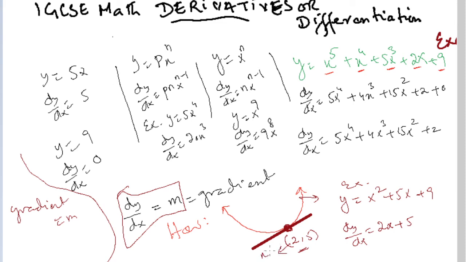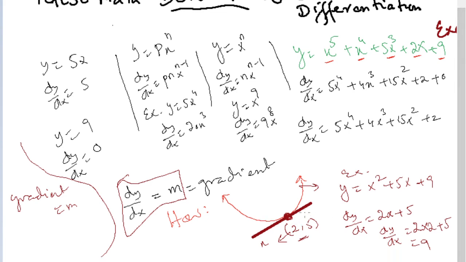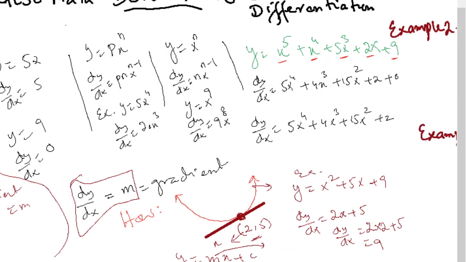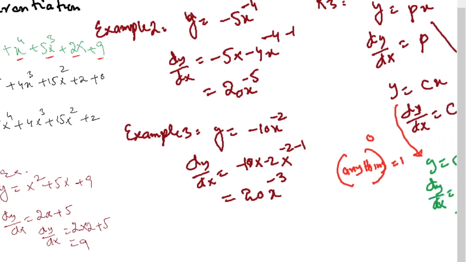So to get the gradient, the value of x is 2. So put the value of x in this function. dy/dx is 2 into 2 plus 5. The result becomes 9. You know the equation of a tangent line is y equals mx plus c, so m is basically the gradient. So the gradient of this tangent is 9. This is how we find the gradient of a line.